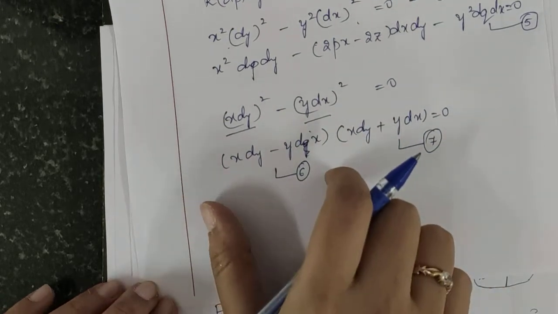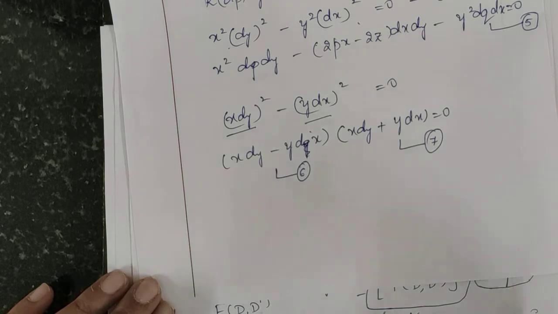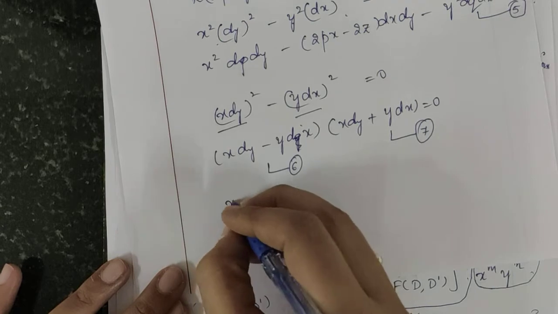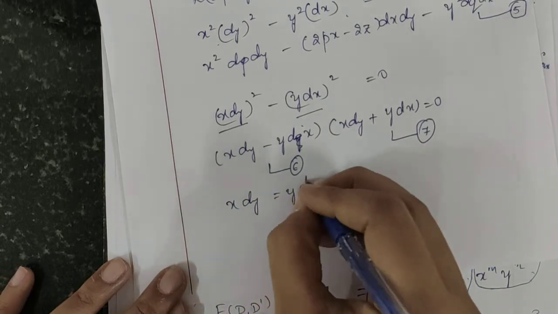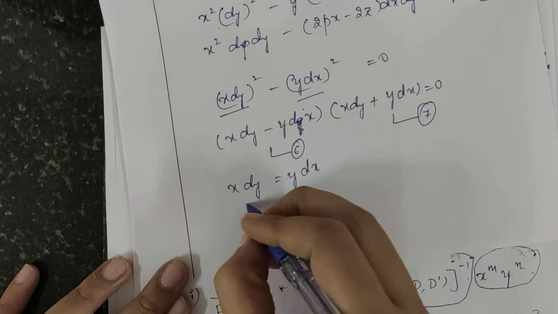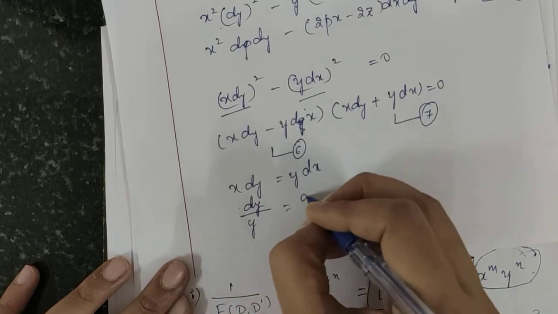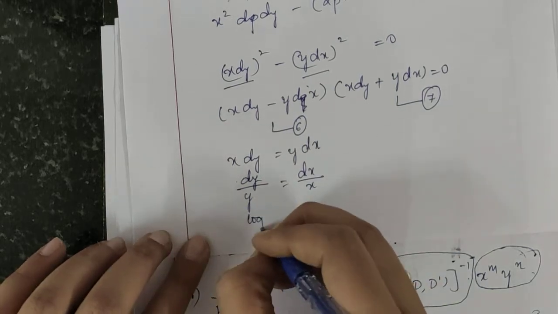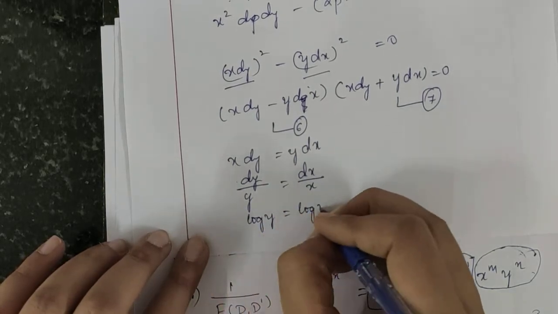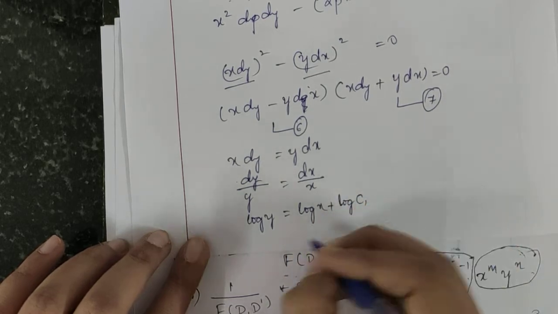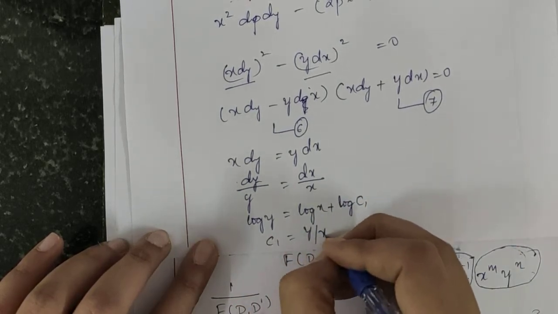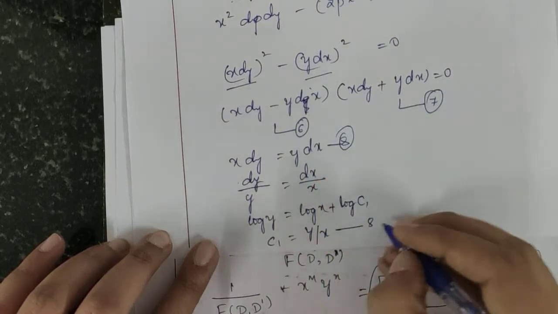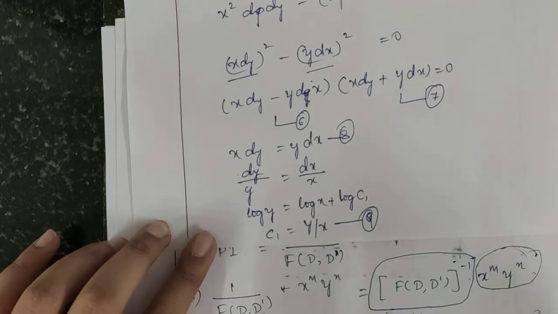Now using equation 6 we can find out the constants, that is c1, c2, right? Using equation 6 I can write x dy = y dx by the variable separable method. This will become dy/y = dx/x. If you integrate this, you will get log y = log x + log c1. So c1 will be y/x. Call this equation number 8. Sorry, this is my equation number 8. This is my equation number 9.